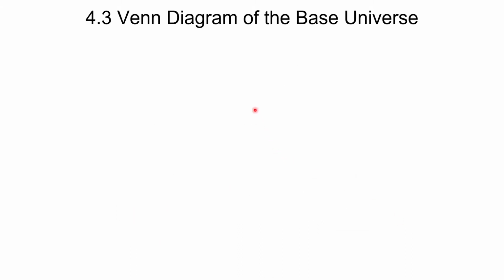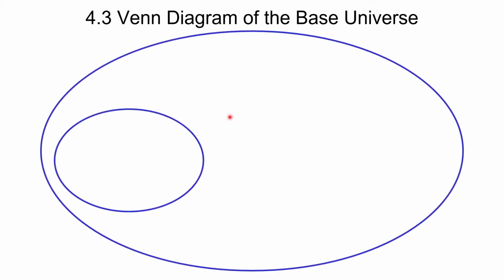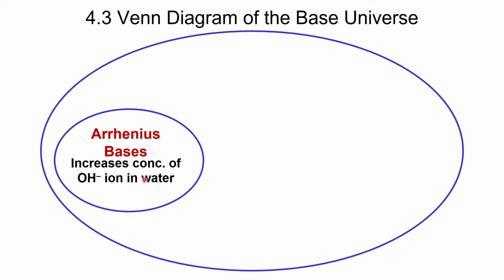All right. Just like for acids, we also have bases that we can look at. And so everything that fits in this big oval is considered a base, but we have a much smaller subset of those things that we call Arrhenius bases. These are typically metal hydroxides, but these are things that when we put them into water, they increase the concentration of hydroxide ion in water. And so here you'll see that the focus of this definition for bases is on hydroxide in water.